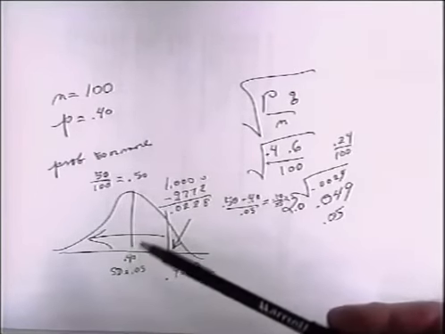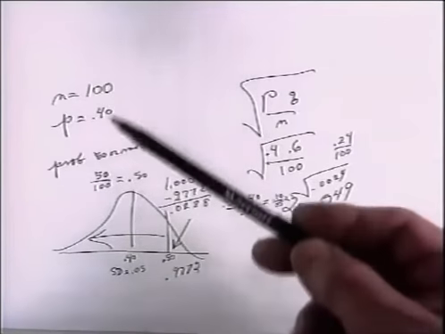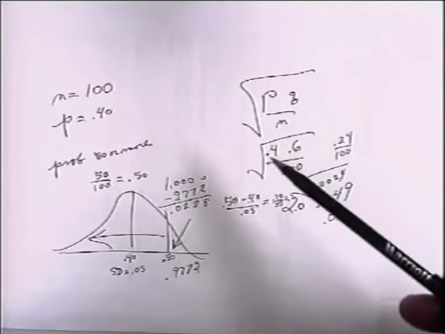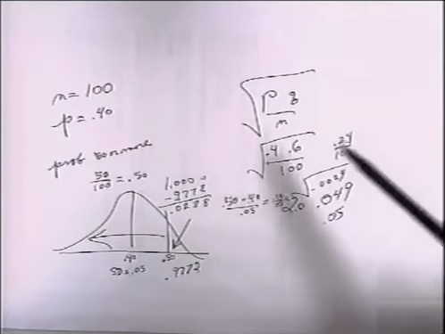First thing I've got to do is calculate the standard deviation. If p is 40%, q has to be 60%. So this is 0.40 times 0.60, or 0.24.